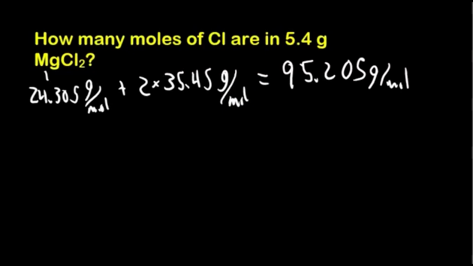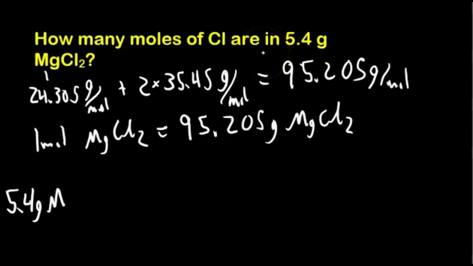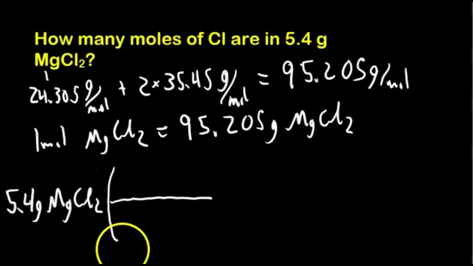95.205 grams per mole. So what this means is 1 mole of MgCl2 weighs 95.205 grams of MgCl2. We'll go from grams to moles of magnesium chloride. So we'll start off with 5.4 grams of MgCl2. And we'll go to moles. Just like before, we'll multiply it by the fraction. And we'll put in the units first.